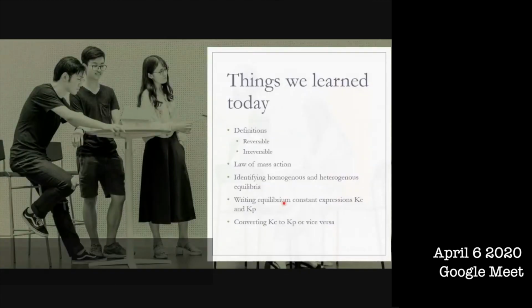So at this point, I want you to make a note in your notebook. You should write your own definitions for reversible reactions and irreversible reactions. Write the statement for the law of mass action. Identify homogeneous and heterogeneous equilibria. Write equilibrium expressions, and convert between Kc and Kp.